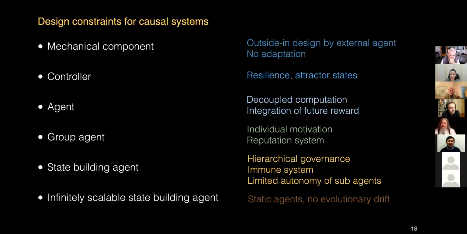And if you go to an infinitely scalable state building agent, you can do at some level less than you can do in these other groups because you need to be static. You cannot have an evolutionary drift. You cannot adapt to the environment beyond the mechanisms that are built into the system. Because if you were to drift, then this infinite scale would break and you would no longer be consistent.